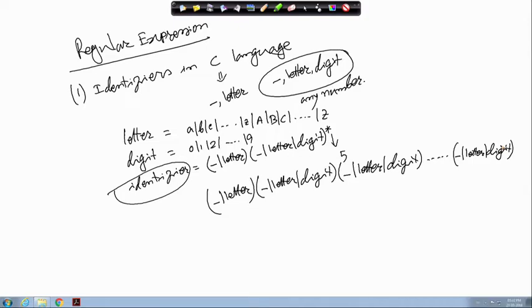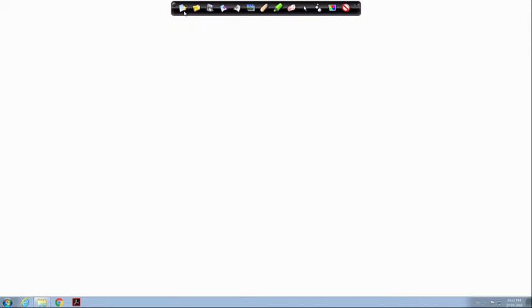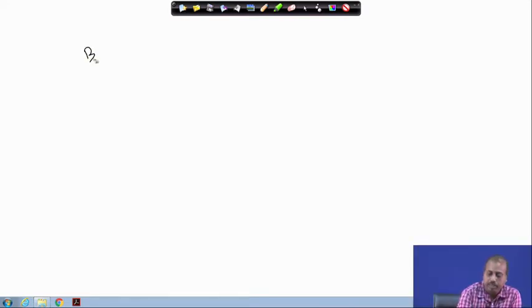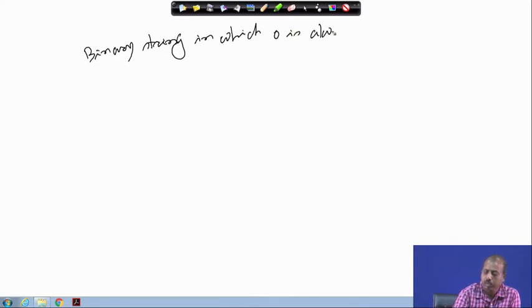Okay. Next we will be writing another regular expression. That will be binary strings in which a 0 is always followed by 1.